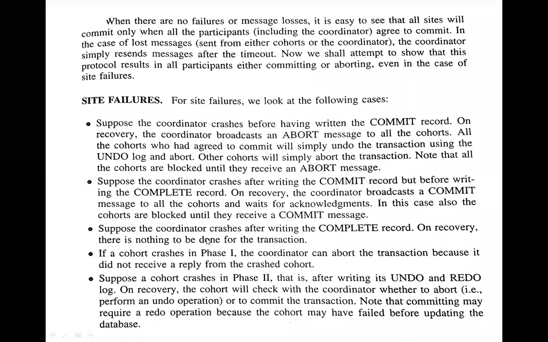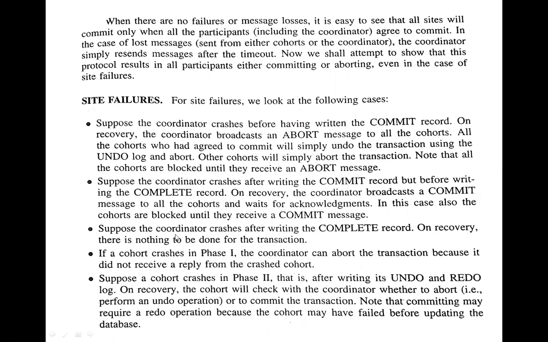Now suppose the coordinator crashes after writing the complete record. Let us recall how this two-phase protocol works. First of all, it sends the commit request and waits for the reply in the form of an agreed message. Once it receives the agreed message, it sends a commit message or an abort message depending upon the situation, and waits for the acknowledgement. Once it receives the acknowledgement, it writes the complete record.